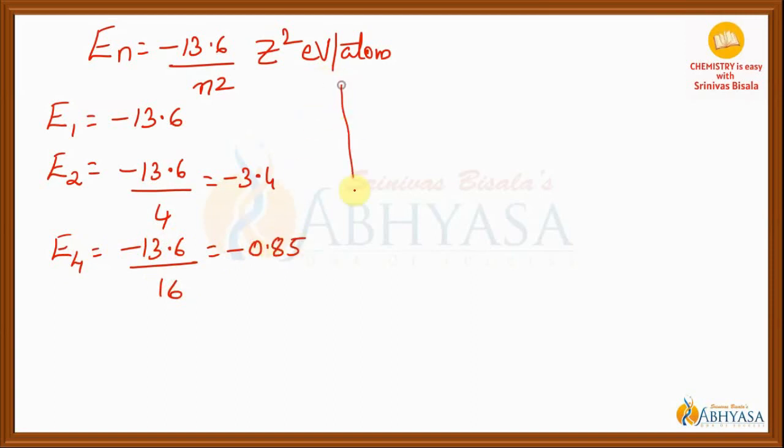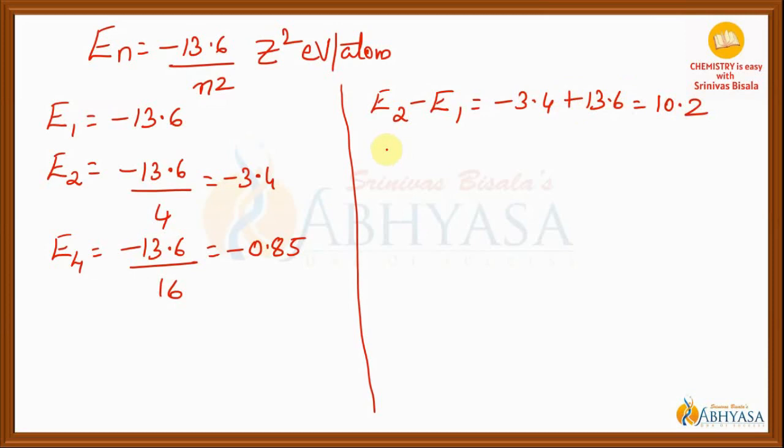So now what we need to do? We need to find out the energy difference. So energy difference between E2 and E1, this is minus 3.4 minus of minus 13.6. This becomes equal to 10.2. Then the energy difference between E4 and E2, that is minus 0.85 minus of minus 3.4. This is equal to 2.55.